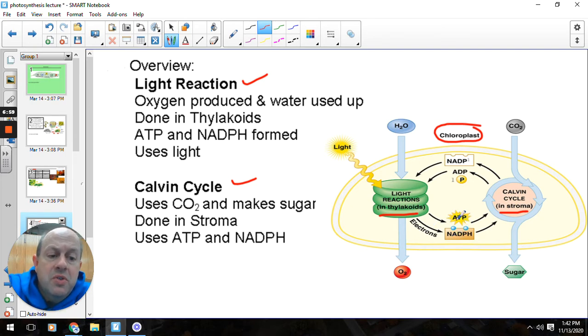Those 2 things will go over to the Calvin cycle, and they will, in turn, with carbon dioxide, produce sugars, but that uses up the ATP and NADPH, so the empty versions, NADP plus and ADP, will go back to the light reaction to pick up more electrons and to make more ATP. And so it's kind of a cycle, and all we have to keep putting in is water, light, and carbon dioxide, and we'll keep getting out oxygen and sugar. And so that's where the equation comes from.